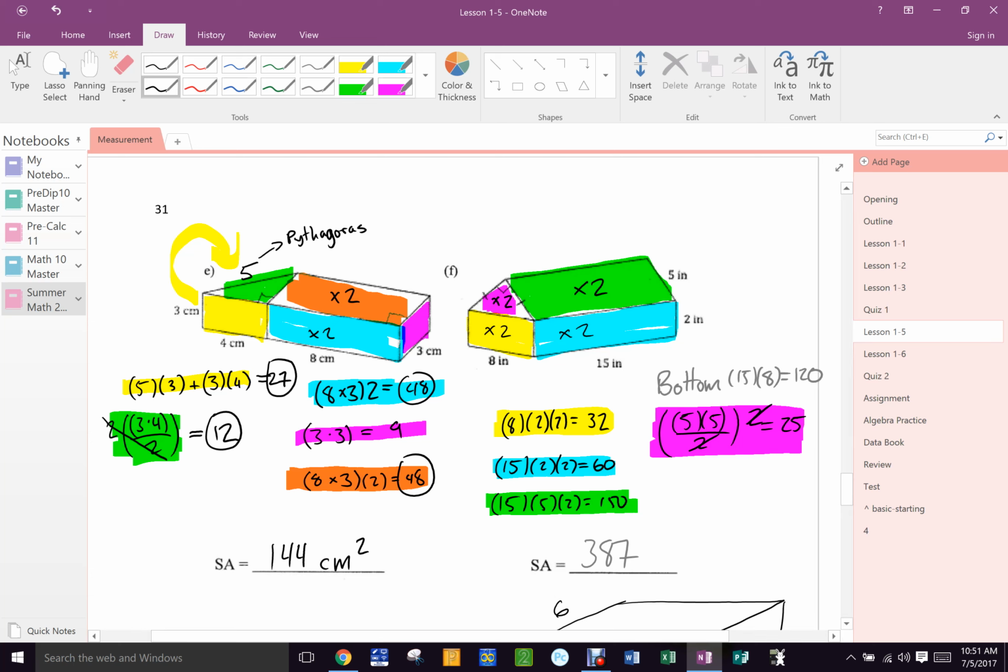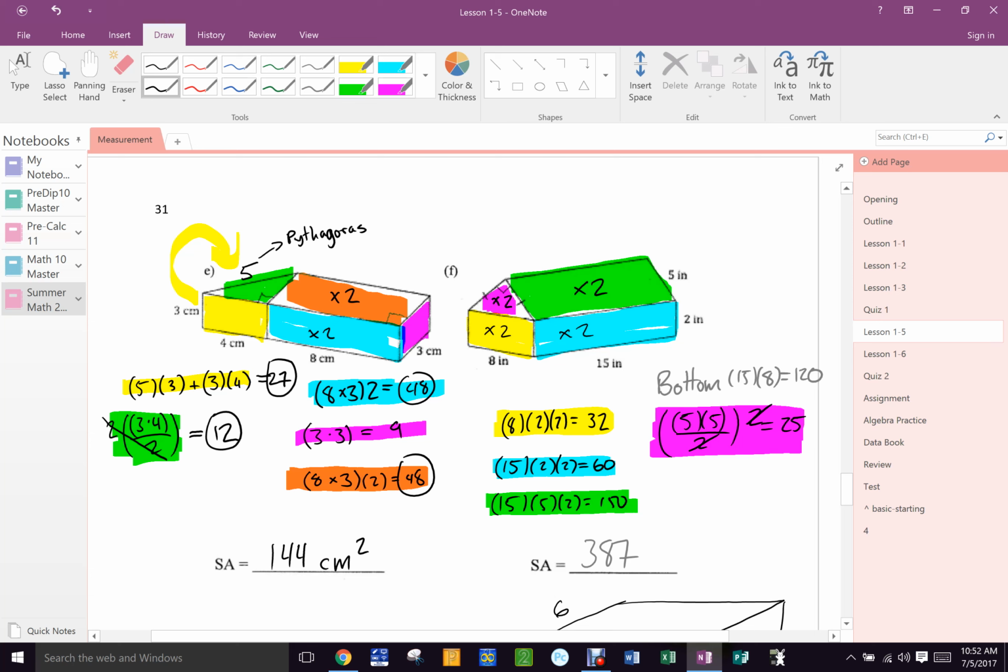Over here, I'm going to do the same thing. I got 2 roofs. Well, that's easy, 5 by 15. There they are, and there's 2 of them. I got 2 walls. Well, that's easy, 15 by 2, and there's 2 of them. I got 2 front and back rectangles, 8 by 2, and there's 2 of them. Then I got to think, oh, but there's also the bottom, but there's only 1 of them.